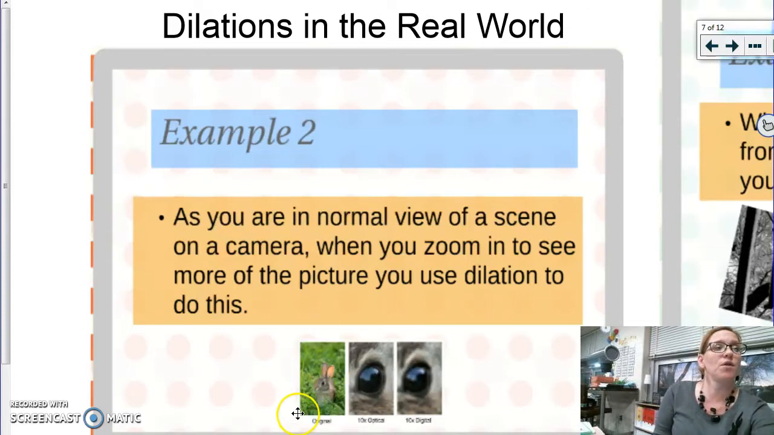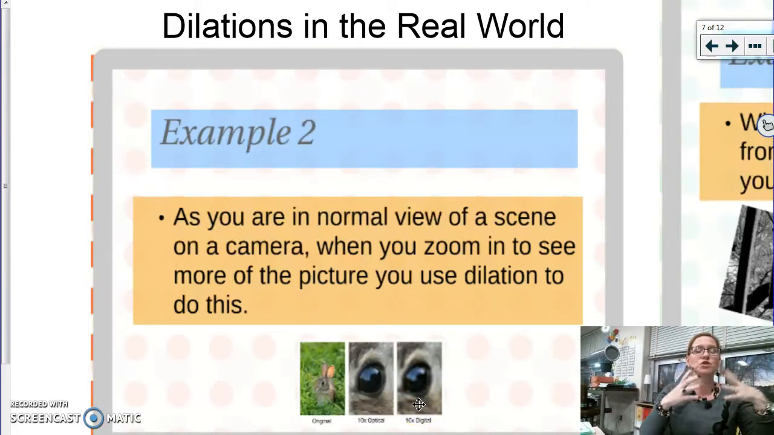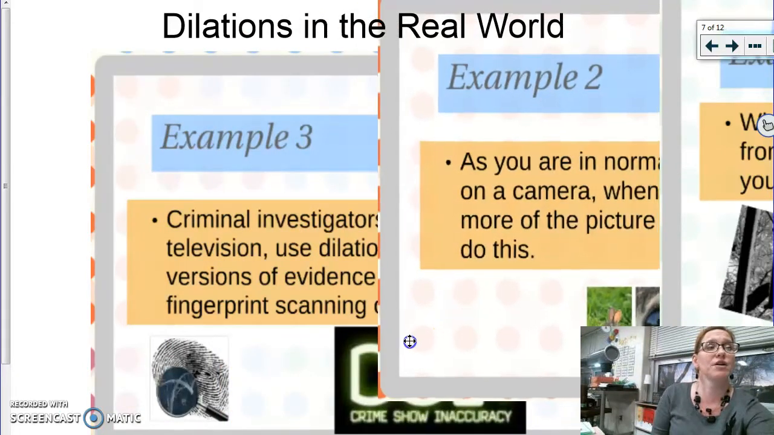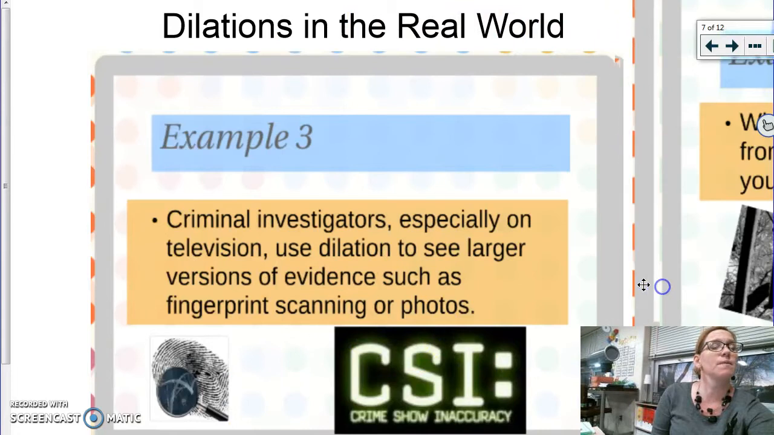So here below is an example of a bunny, and you can see how it increases, and you can kind of see the eye as it keeps going. So a dilation could be just zooming in on something. Again, you're not changing the shape, you're just making it bigger or smaller. So if you're interested in photography, you would have to know about dilations.